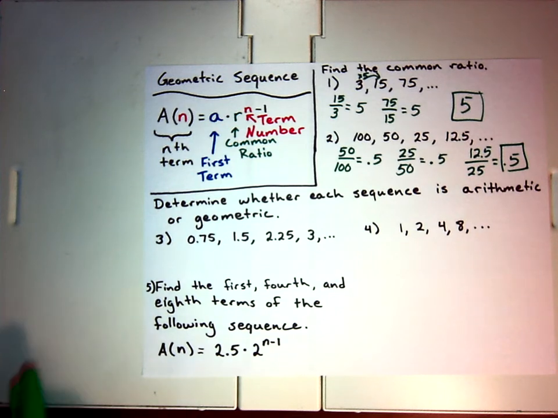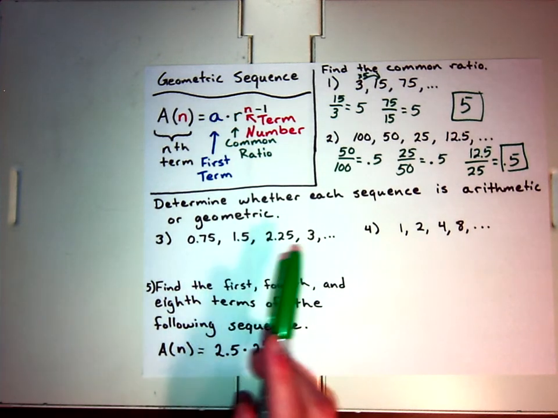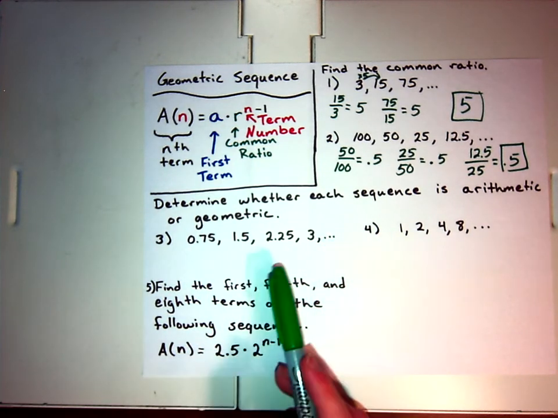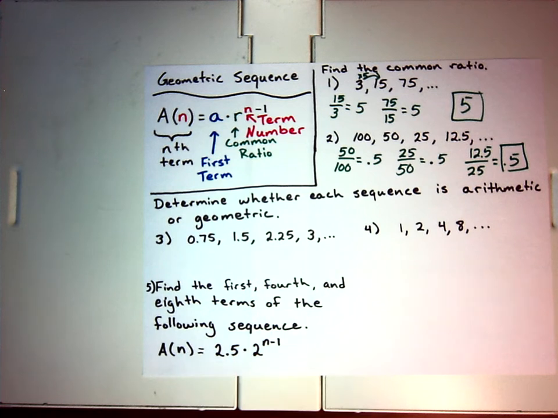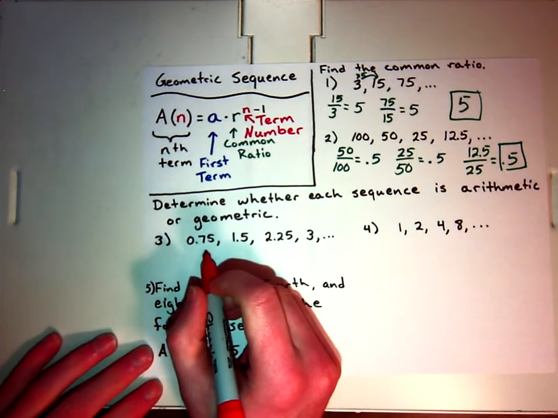Now, for 3 and 4, it says determine whether each sequence is arithmetic or geometric. Remember, I told you, with geometric sequences the pattern you're going to observe is multiplication. With arithmetic, it's going to be addition. You're going to notice a common change of addition or subtraction.